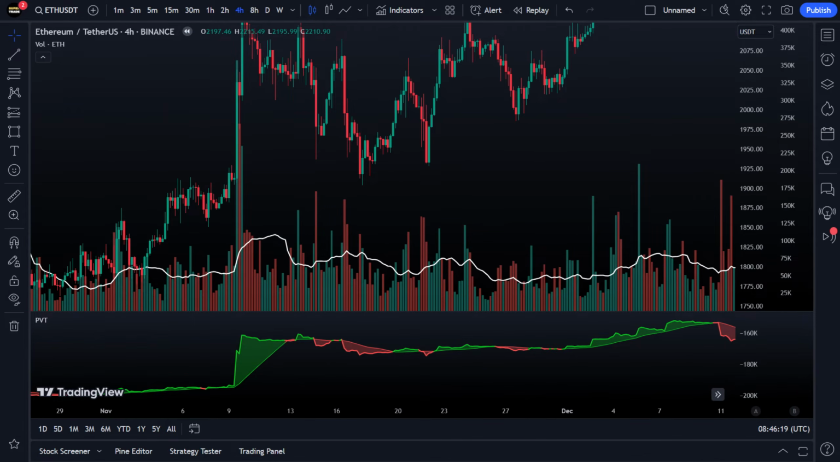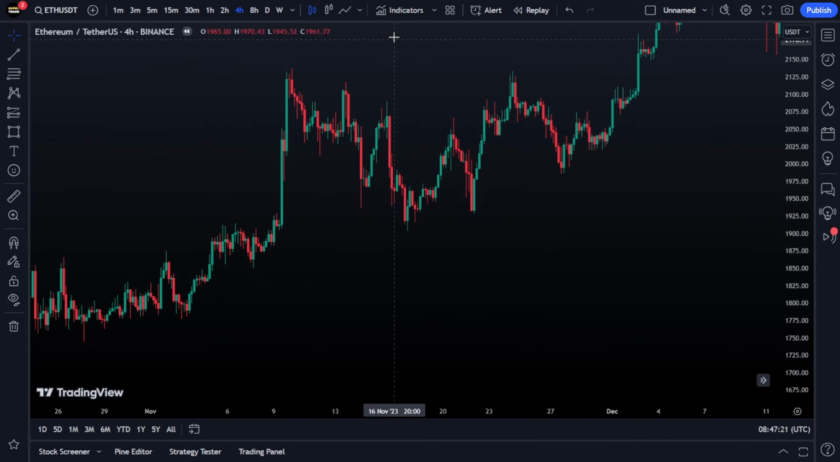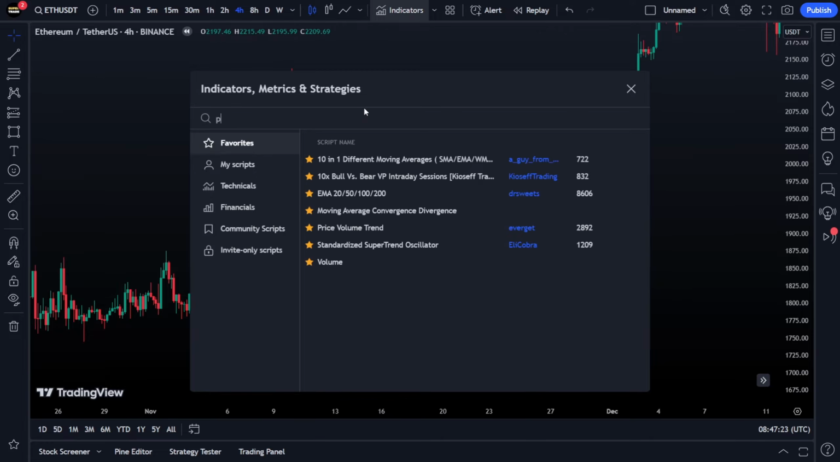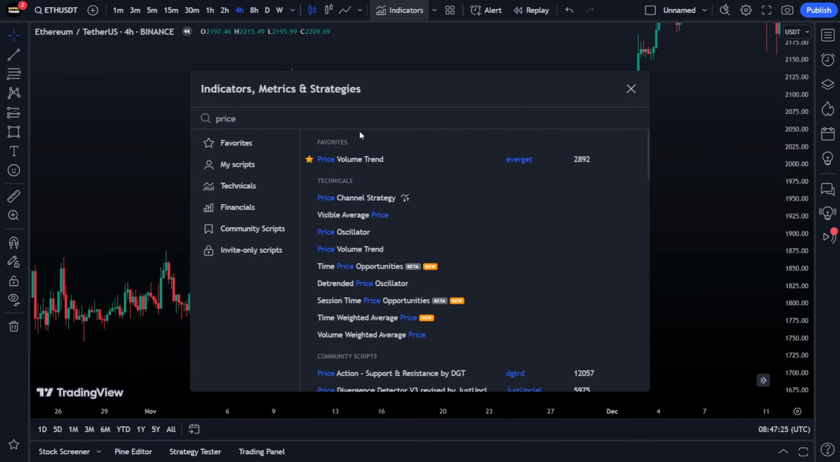First, let's add the indicator to the chart. I use TradingView for charting, and if you want to use the same, you can use the link in the description. We can click the indicator tabs and search for price volume trend. Select this one made by Everget.